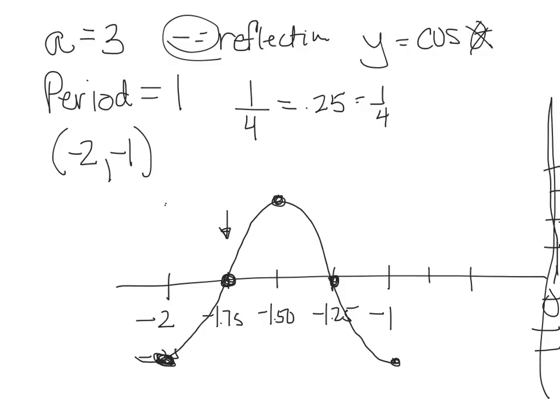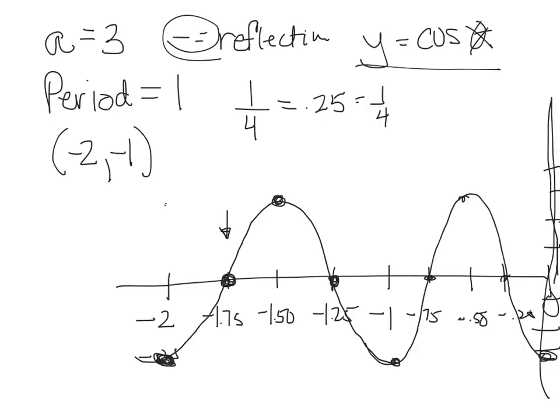If we wanted to keep on going, if we wanted to go all the way to 0, we could keep subtracting our 0.25, and we'd have the same pattern happening. All right? And so that's what that graph is going to look like, all based on the A, the B, and the C. Okay? That's how we do this, based on the original cosine function that we learned about in this chapter.